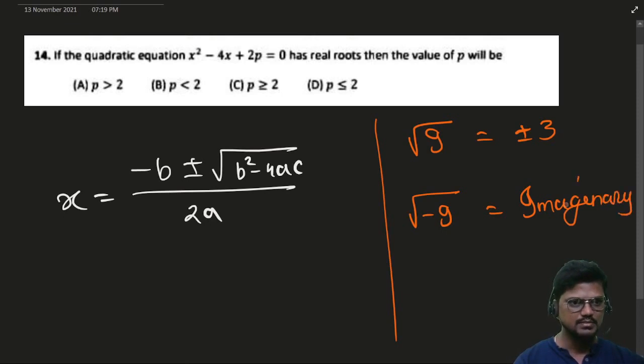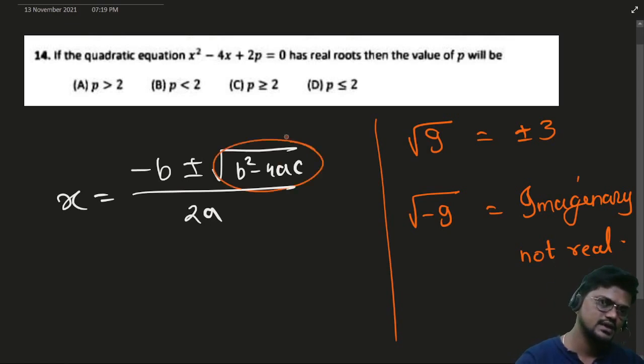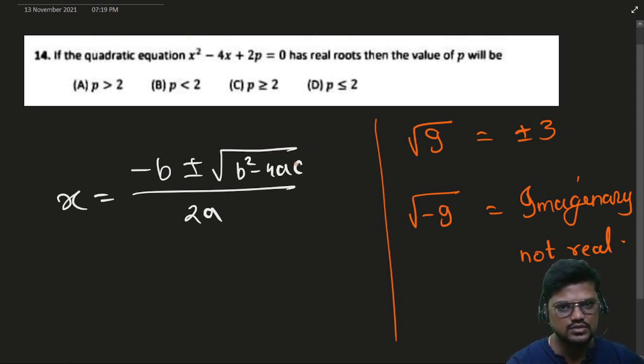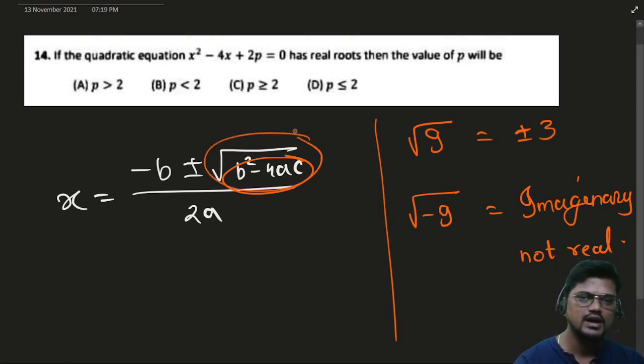The root of this is imaginary because the root of a negative number does not exist in the real number system. We can say it as imaginary. We can also say it as not real. So whenever this value is greater than 0, then the value of root will exist. That's why the roots will be real. And whenever b square minus 4ac is negative, at that time what happens? This becomes an imaginary number and the whole root becomes imaginary, or we can say the whole root becomes not real.